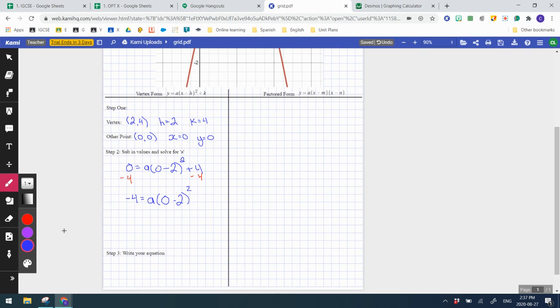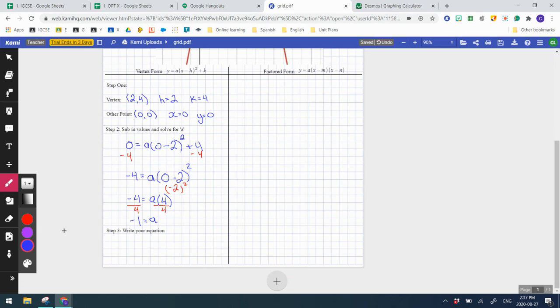Alright. So we're going to simplify in here. I'm going to have an a value. 0 minus 2 gives me negative 2, which I then have to square. And that gives me an answer of 4. So when I solve for a, divide both sides by 4. So then I get a value of negative 1 equals a.